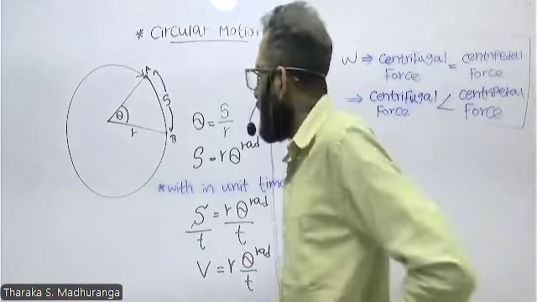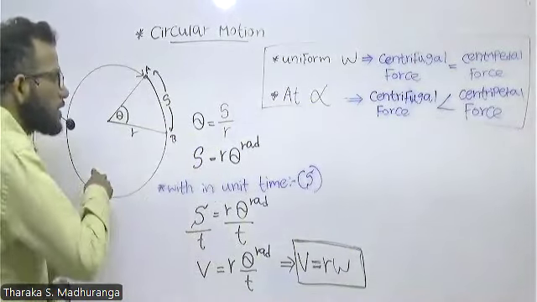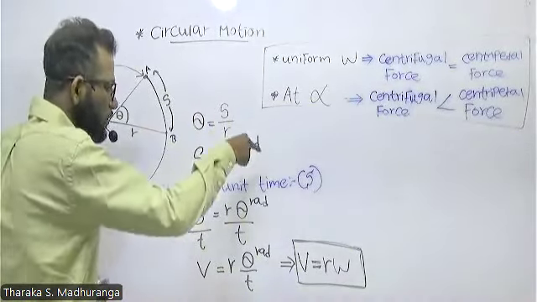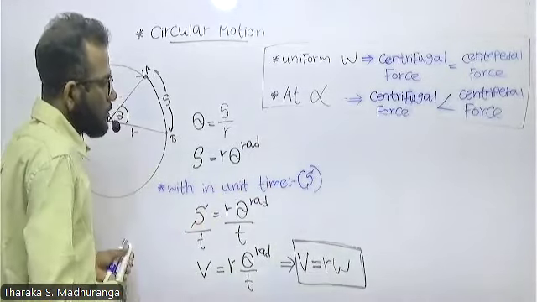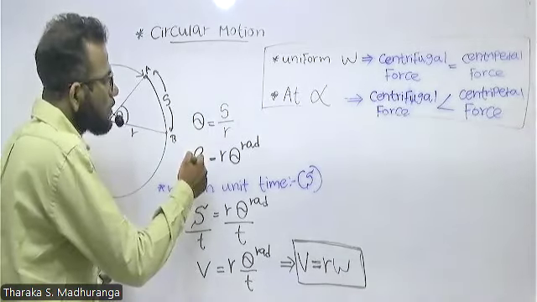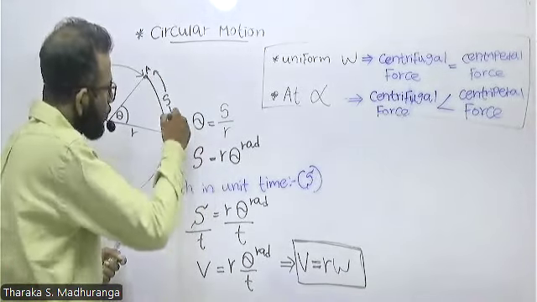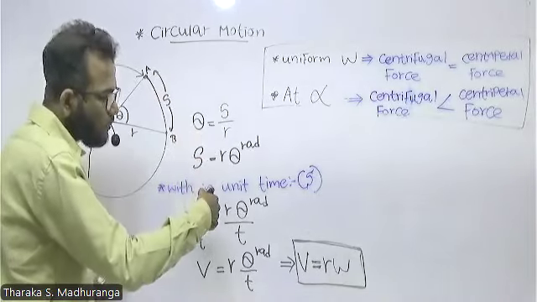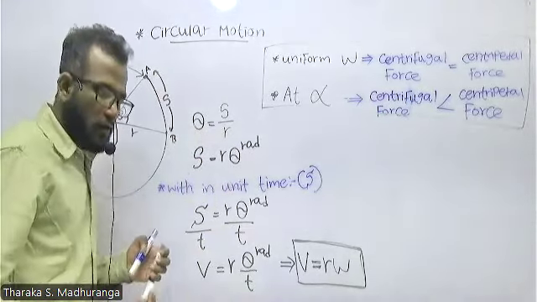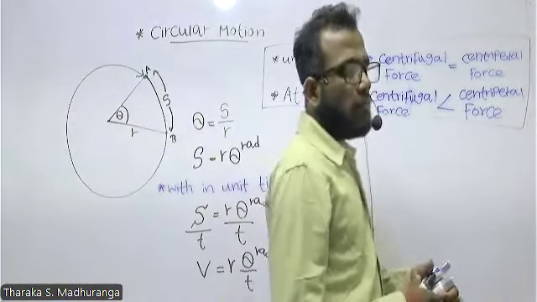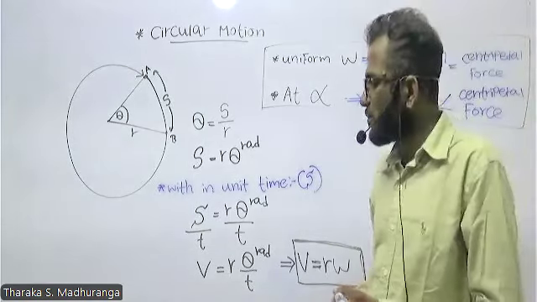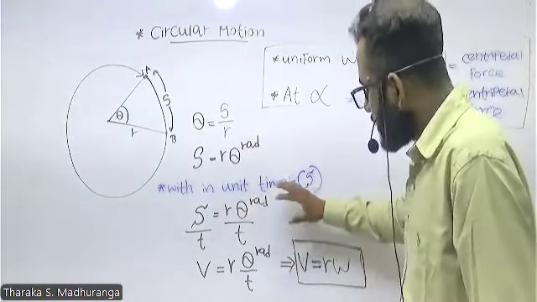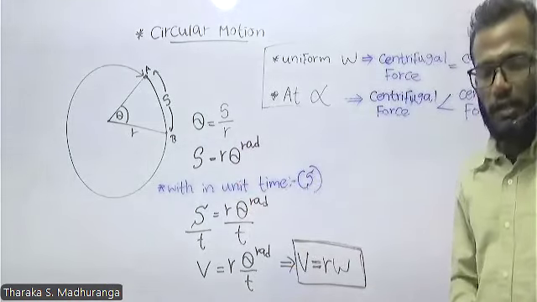Okay, then draw that and write down these two equations and write down within unit time. You know, the s is the moving distance. Then within unit time, the value we get is the speed of the circular motion object. Then finally we can get the v equals r omega equation.